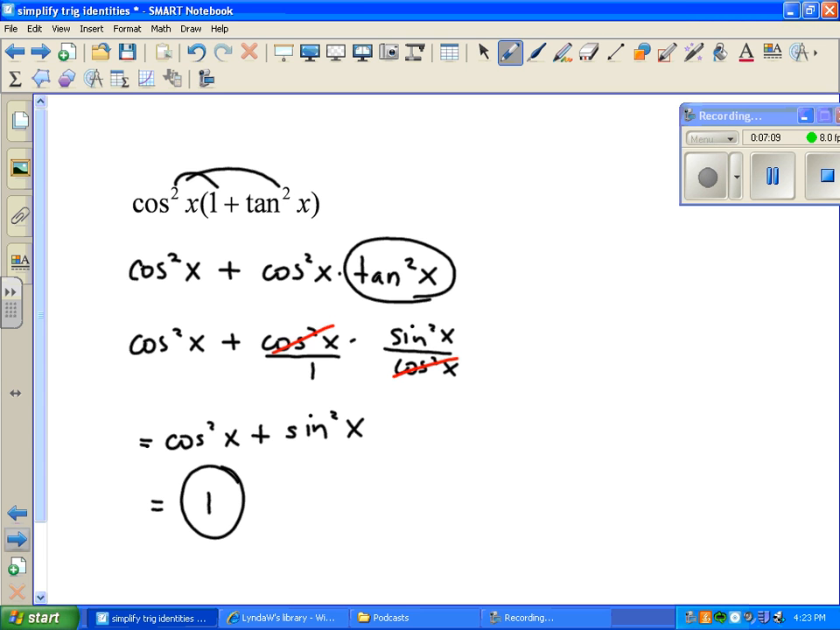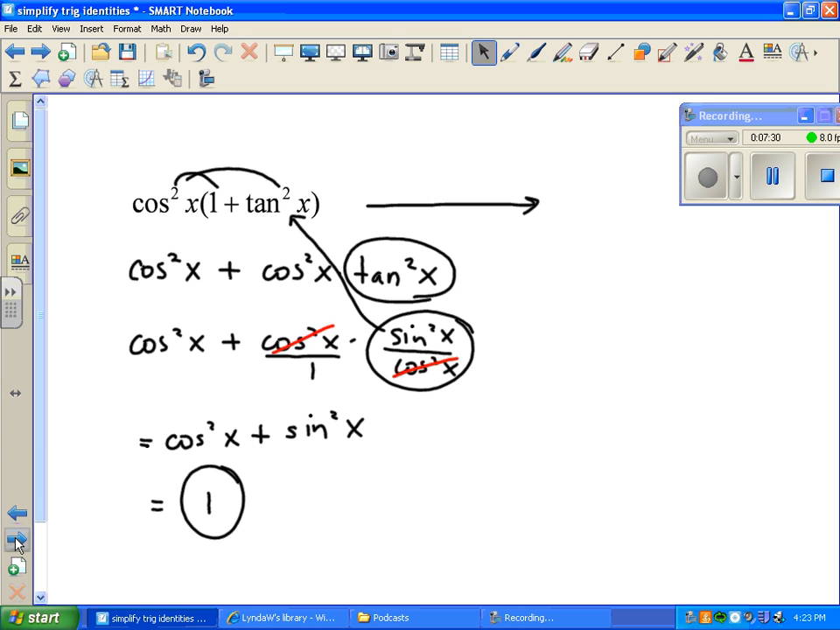Nice. Now, another way that you might have thought about this problem would be to change the tangent squared right away to sine squared over cosine squared before doing the distributive property. That's totally fine. If you had done that and then distributed, you would have ended up with the same solution.